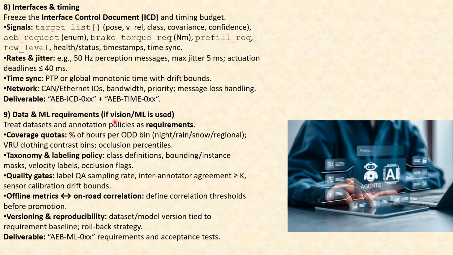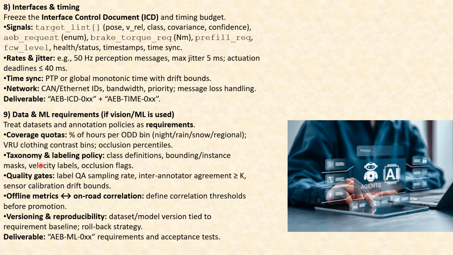Also, data and ML requirements. If vision machine learning is used, what should the data requirements be? What are the corresponding requirements? The first requirement is to treat datasets and annotation policies as requirements. Coverage quotas: percentage of hours per ODD bin. The ODD bins comprise night, rain, snow, regional, and VRU clothing contrast bins, and occlusion percentiles. All these things should be taken into consideration.